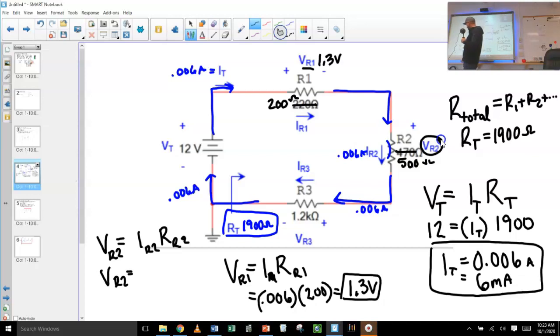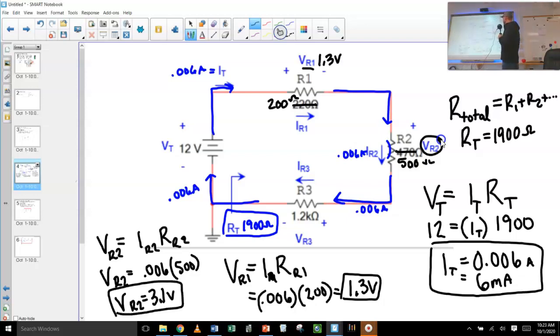The current is 0.006 and the resistance is 500. So if you take 0.006 and you multiply by 500, it's really 3, but remember I did some rounding here, so this voltage of resistor 2 is 3.1.